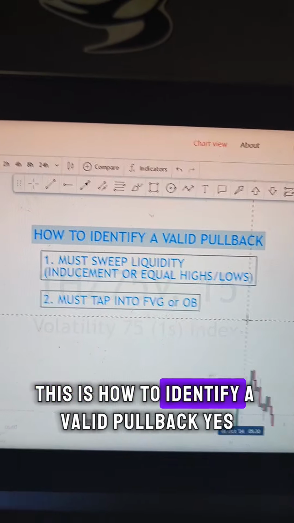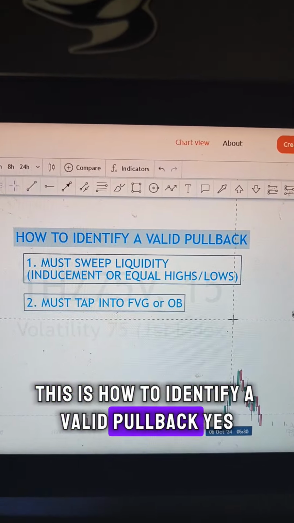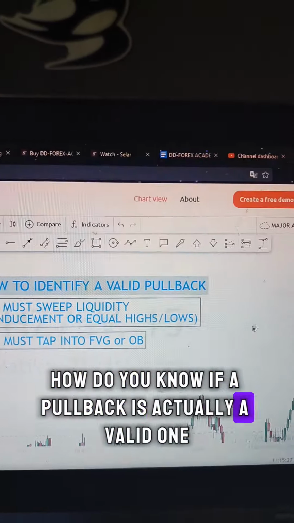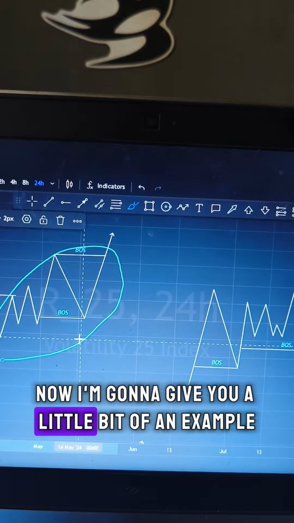This is how to identify a valid pullback. Yes, I mean a valid pullback. How do you know if a pullback is actually a valid one? Now, I'm going to give you a little bit of an example.